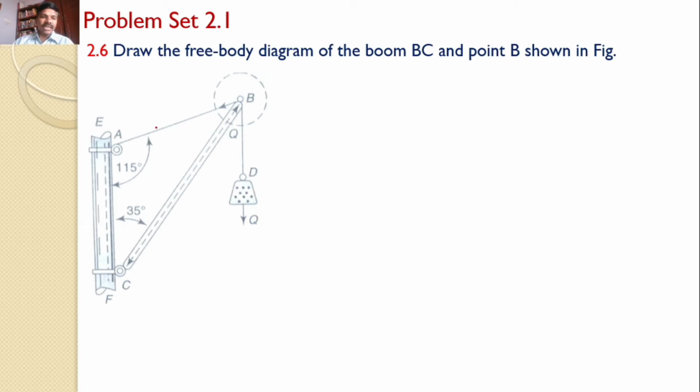Let us consider the string AB. The force in the string AB is along AB and it is away from the support. That means if you look at that point B, B is the support and the force is away from point B, and let this magnitude be S1. Similarly, if you look at the same string AB from point A, then the force is along the string AB and it is away from A, that is S1.